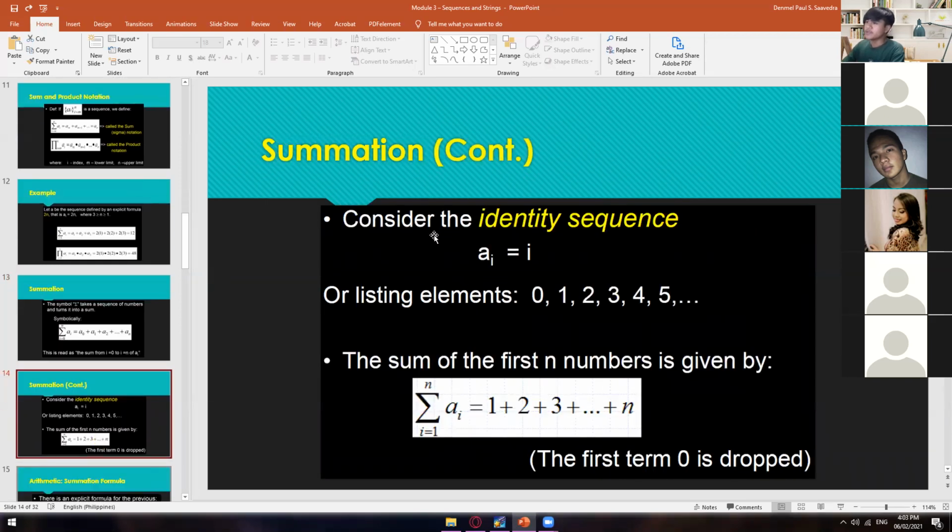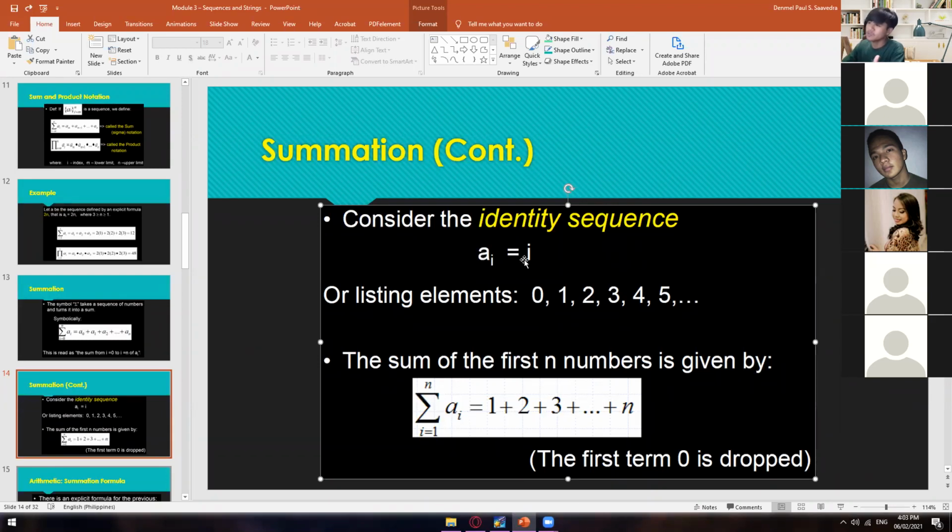So here's another one. So consider the identity sequence. So a sub I is equal to your I. Your I here is your n term. Okay. So whatever is the value of your I will be your I, okay, in here. Okay. So A here is just an indicator that this one is a formula. Okay. So before this one is 2n. Okay. But in here it's just simply equals to I. Okay. So if it's a sub 1, then this one is 1.